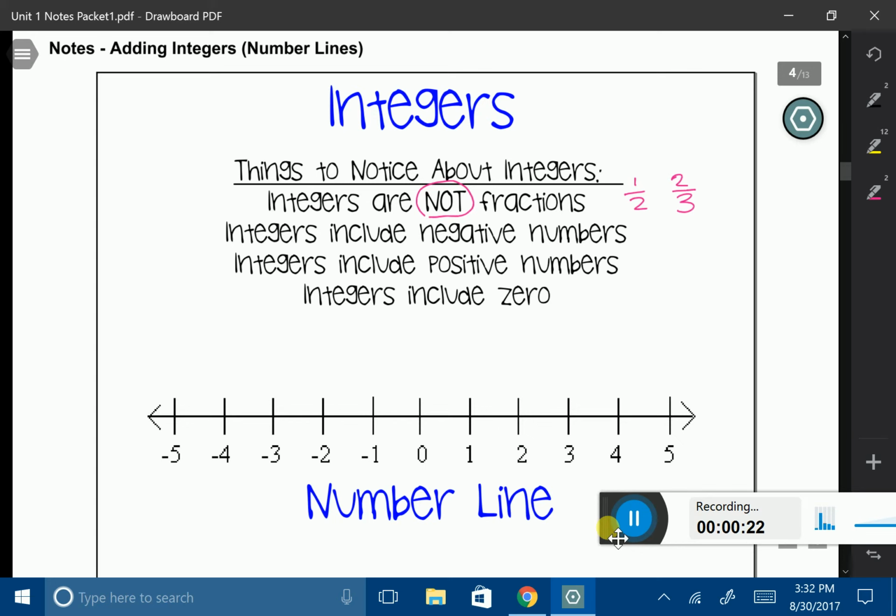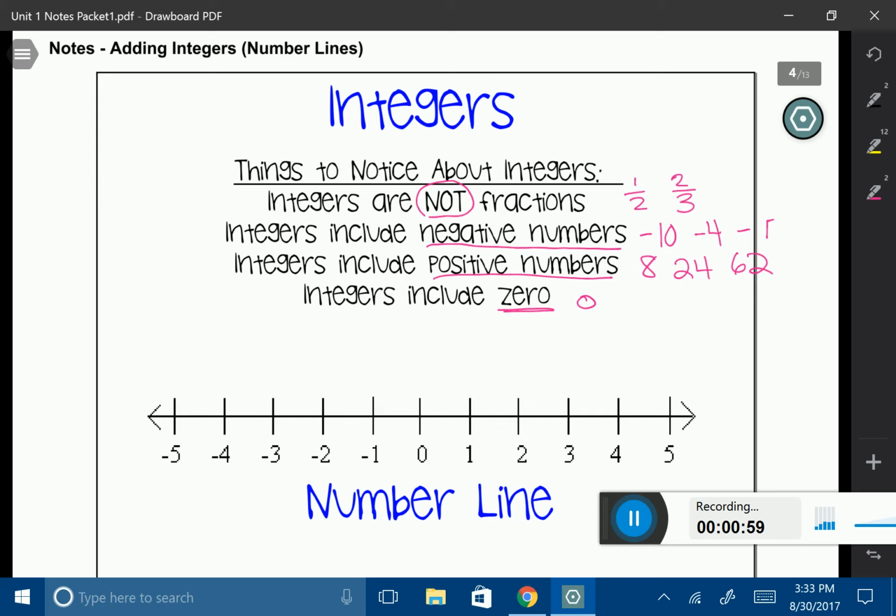Integers include negative numbers. Negative numbers are numbers like -10, -4, -1. Integers also include positive numbers like 8 and 24 and 62. Those are all integers. And integers also include the number 0. So all those numbers, negatives, positives, and 0 are integers, and fractions are not integers.